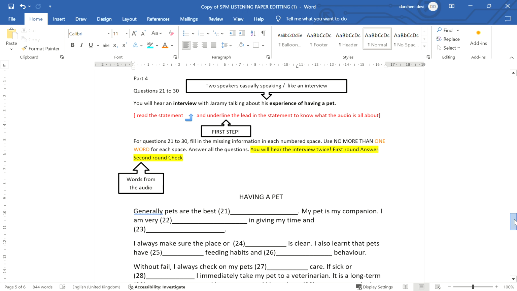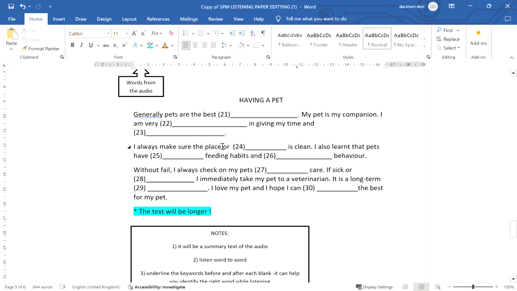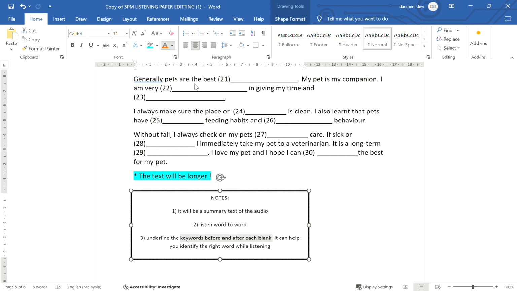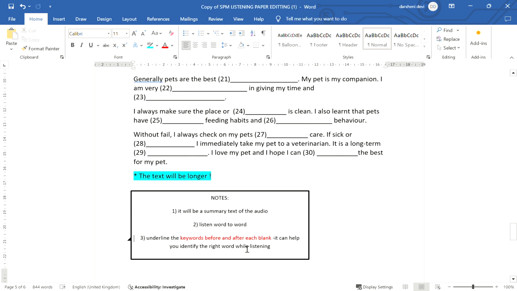Now it's like having a pet. So this is just a sample text. The text will be longer than this. That's why teacher wrote a note here. Let's look at the notes. It will be a summary text of the audio, and then you have to listen word to word so that you can identify the correct missing word for the blank. Another technique that can be helpful for you is to underline the keywords before and after each blank. Teacher will put this in red color. It can help you identify the right word while listening.